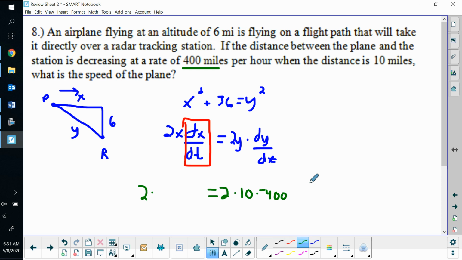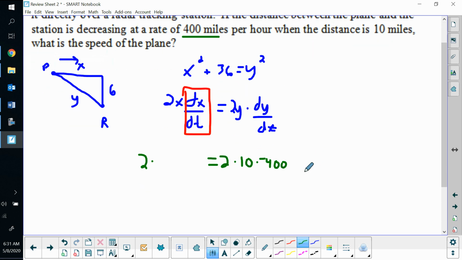For the rates you're subbing in, it's always up to you to decide is it going in as a positive or a negative. They're never going to tell you that. They're always going to list it as a positive and just let you know if it's increasing or decreasing. So if it's decreasing, you need to put it in as a negative.